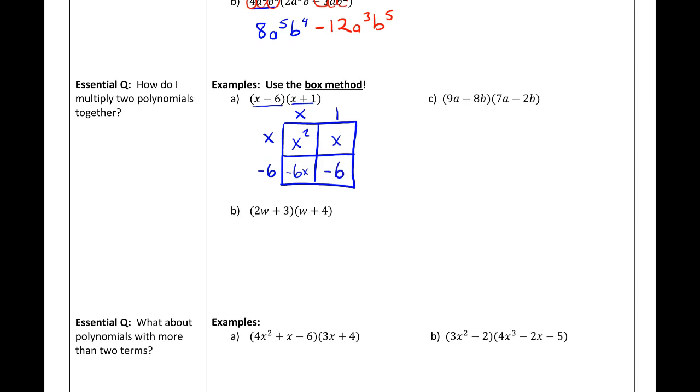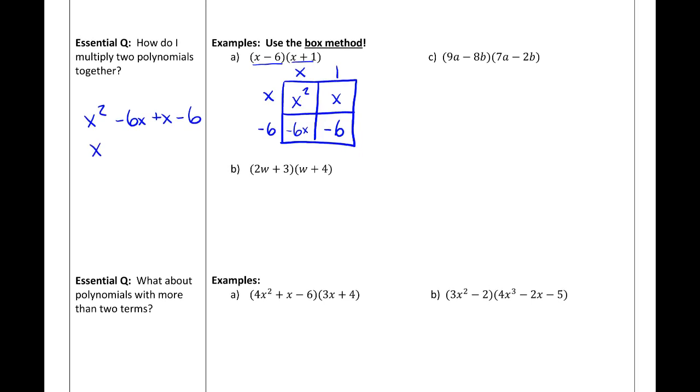And all I have to do here is combine my like terms. So I'm left with, let's write it off to the side. I should have left a little bit more room. But we've got the x squared, we've got a negative 6x plus x, and then the minus 6. We don't want to leave it here. Like I said, we want to combine those like terms. So we'll leave this as x squared. Negative 6 plus 1 is negative 5, so negative 5x minus 6. And there is our final answer.